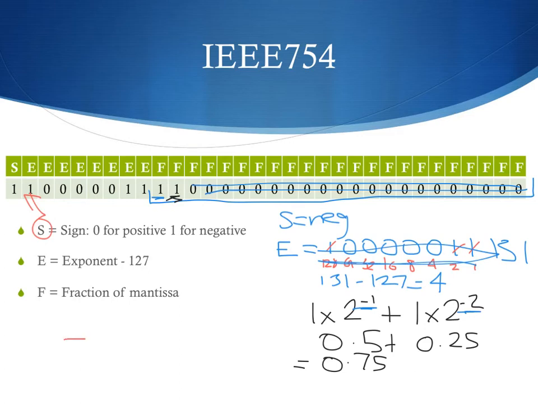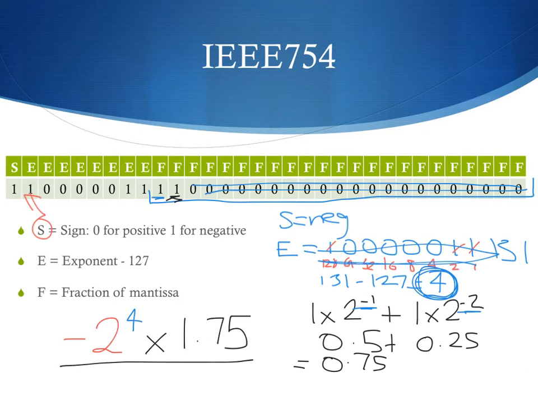Negative 2 to the power of 4. I got the negative because it was from there, times 1.75. That's what that looks like. Negative 2 to the power of 4 times 1.75. Okay, and if we keep on working with this, because this is our last step, now we need to just break this down. Negative 2 to the power of 4 is negative 16, times 1.75 is going to give me negative 28.